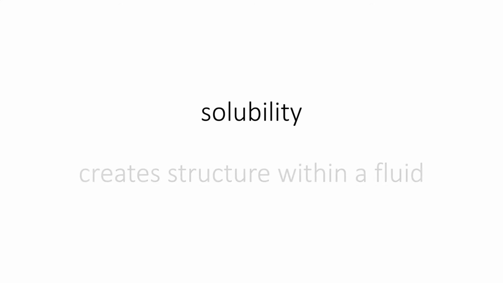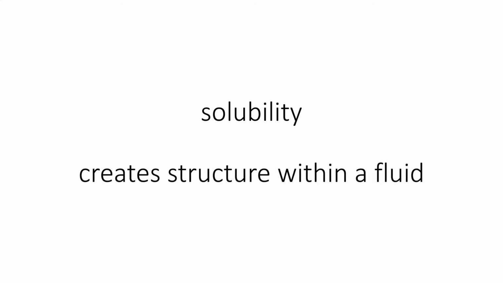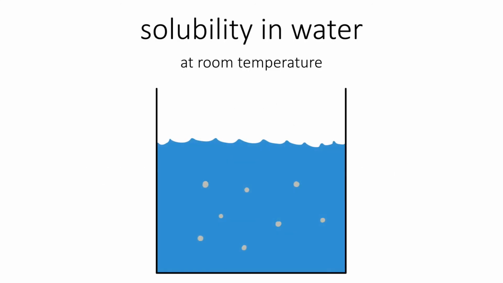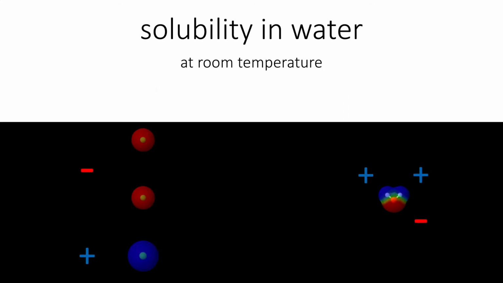A second physical property that's important to consider is solubility. Solubility is significant because it creates structure within fluids. Let's think about the solubility of calcium chloride in water at room temperature. Solubility really has to do with how charges are spread out over molecules. Water has partial charges on every atom of the molecule. As you can see, every atom in calcium chloride also has a charge. Notice also, this is to scale how much larger a calcium atom and chlorine atoms are than the oxygen and hydrogen in water.